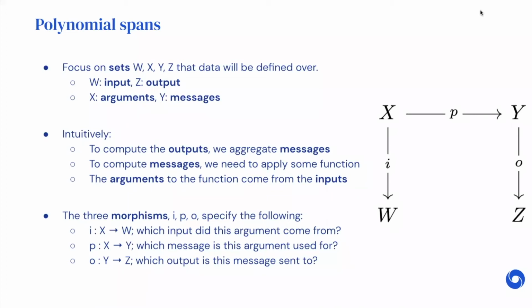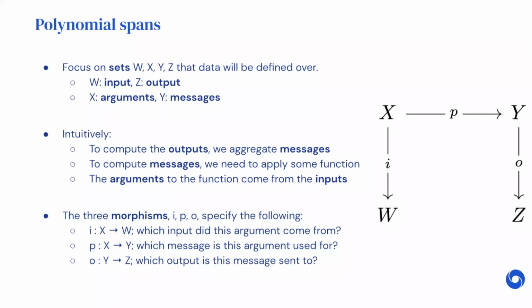And the map from Y to Z tells you for each message, which output it is being sent to. Then the message data is usually computed by computing a message function. So that's something that takes all the relevant bits of the input and computes the message that you care about for that particular message carrier. And the arguments for that function need to live on some space, and that space is what we call X, the argument space. So the second morphism, X to Y, tells you for every single message argument, which message function is it being applied to, which message is it going to.